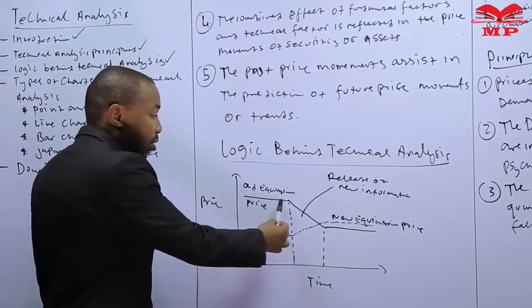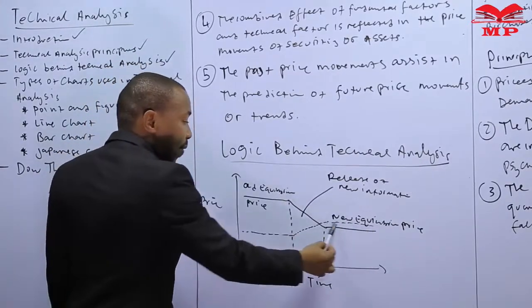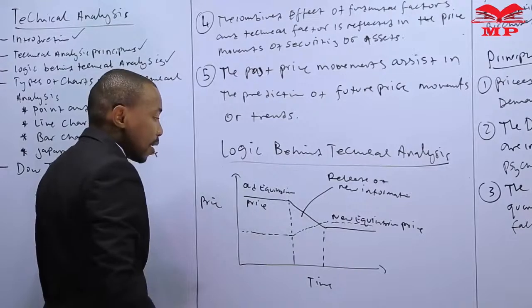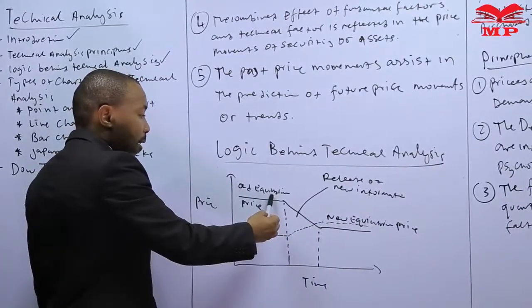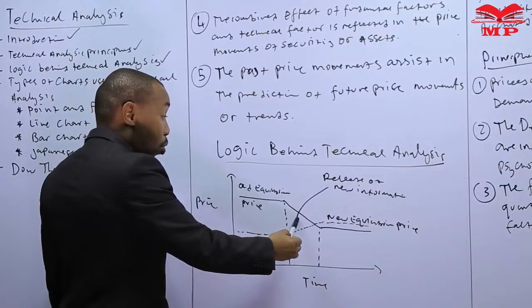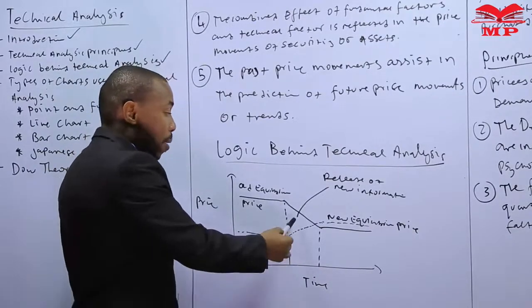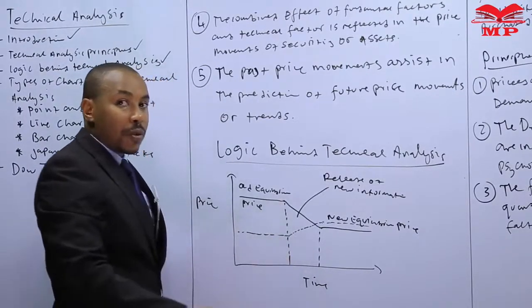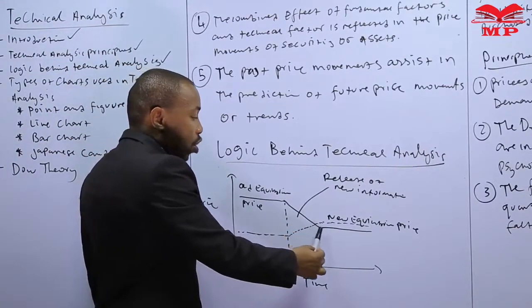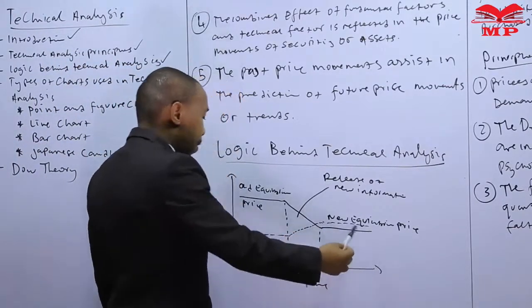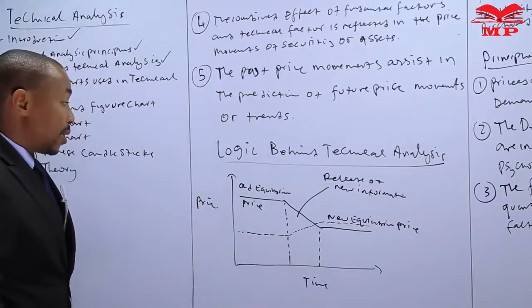Meaning that in this case over here is a disinterest. This first graph that I drew over here, this is the old equilibrium price. The price was much higher over here. Then the release of new information, possibly negative information, reduced the amount of demand for that security or asset, and hence now the new equilibrium price is much lower than the old equilibrium price right there.